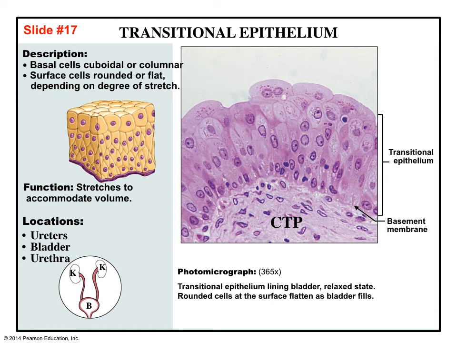Transitional epithelium transitions in shape from thin to thicker depending on the volume of the structure that it's lining. And it would be found in places like the urinary bladder, the ureters, and the urethra. Again, transitional epithelium transitions in shape from thin to thick to accommodate for volume.